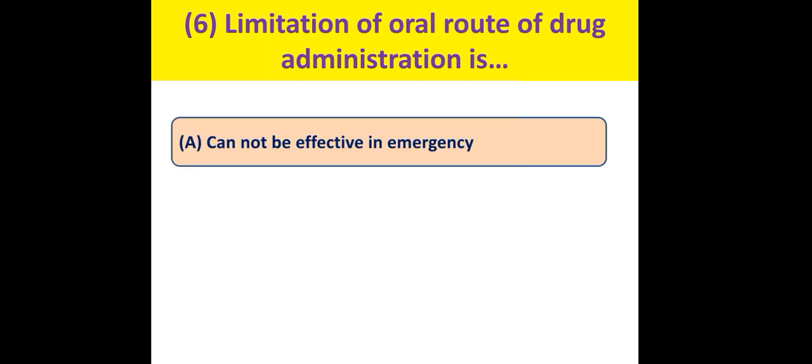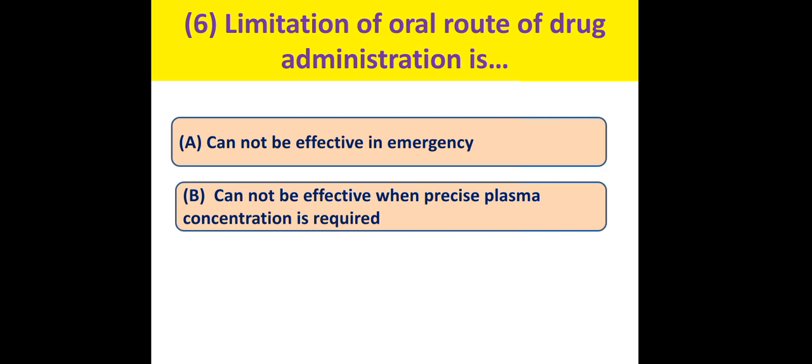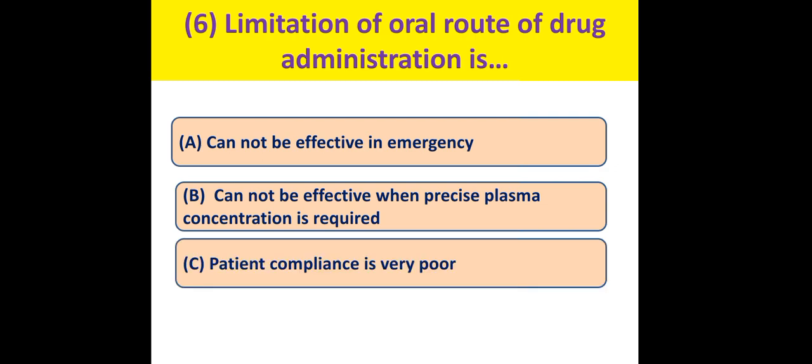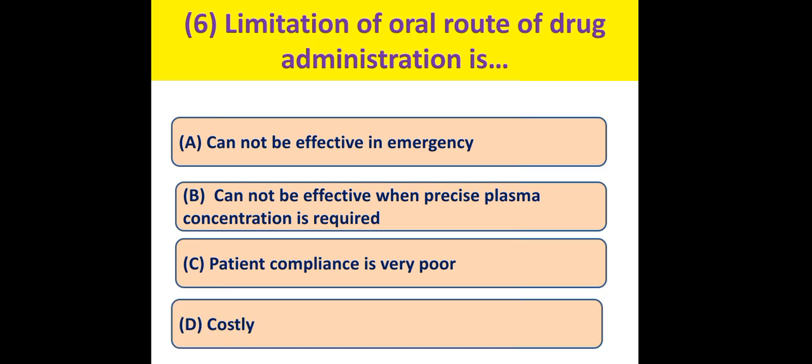Limitation of the oral route of drug administration. It cannot be effective in emergency. Very true. It cannot be effective when you want a precise plasma concentration. True. Patient compliance is very poor. Wrong. Patient compliance is very good for the oral route as compared to the parenteral route.